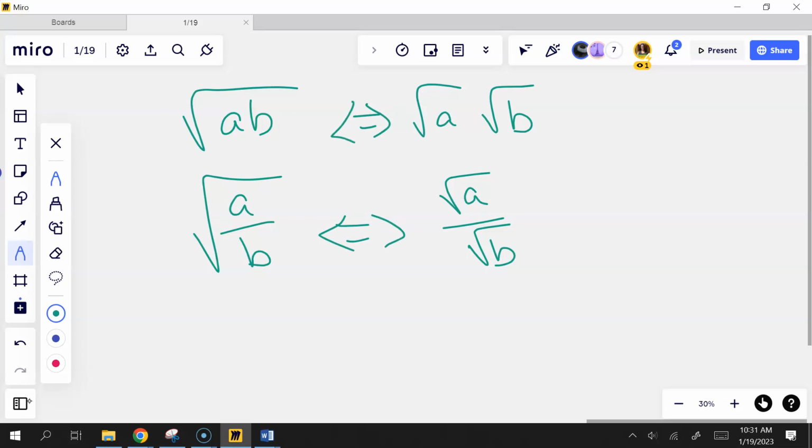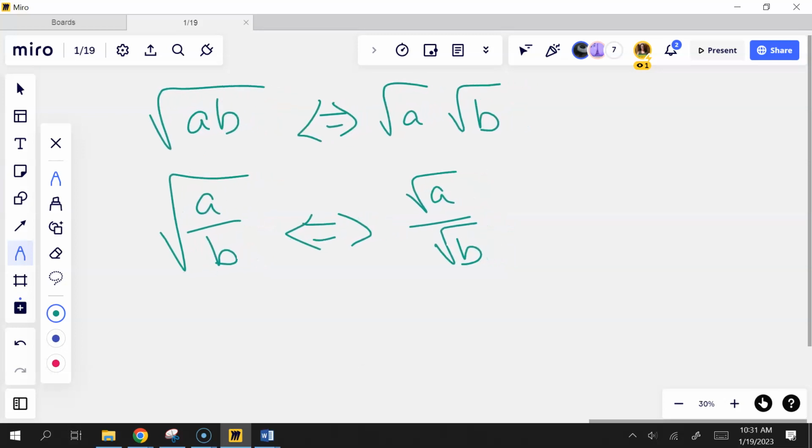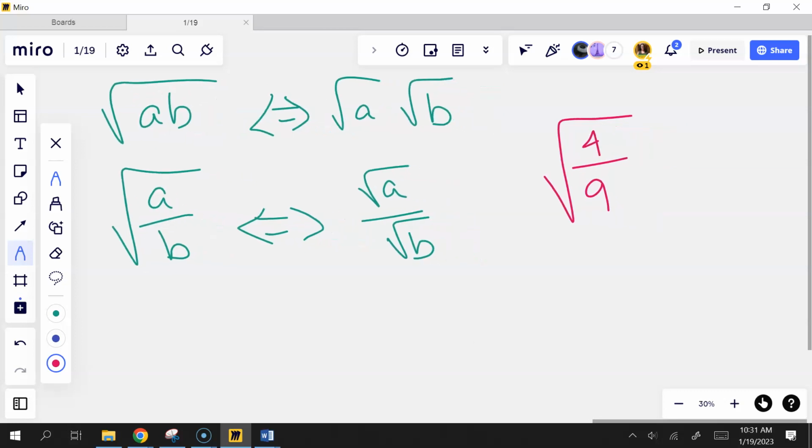So if I end up with something like number 4 on your sheet, where I have the square root of 4 over 9, what does this become? That's right. I can do the square root of 4 over the square root of 9, which is 2 over 3, and I still need the plus or minus because I still took a radical.